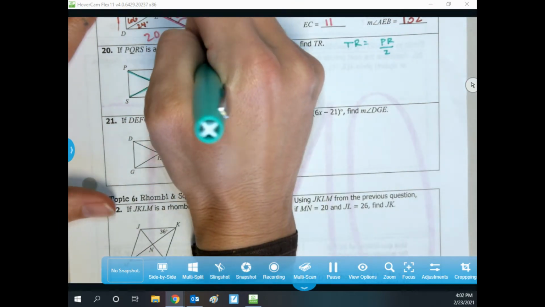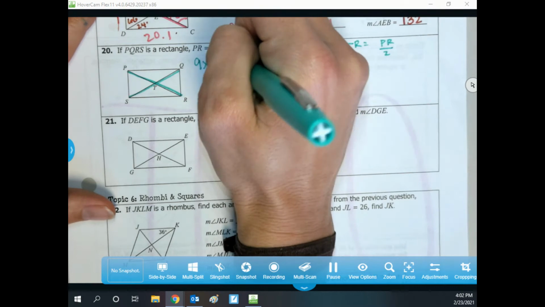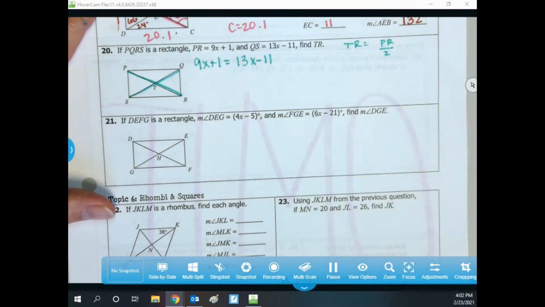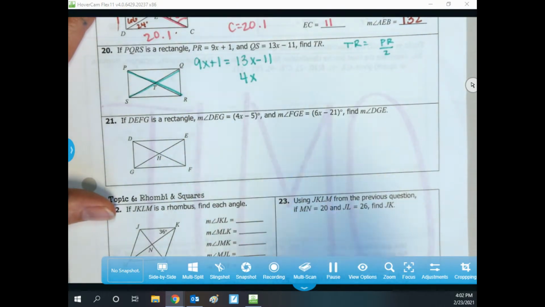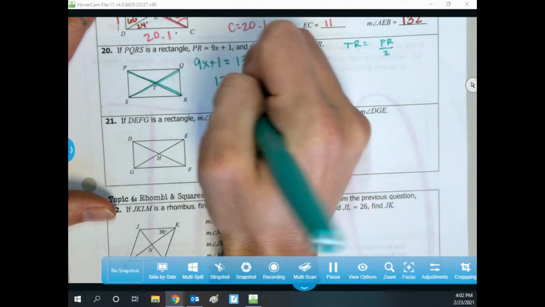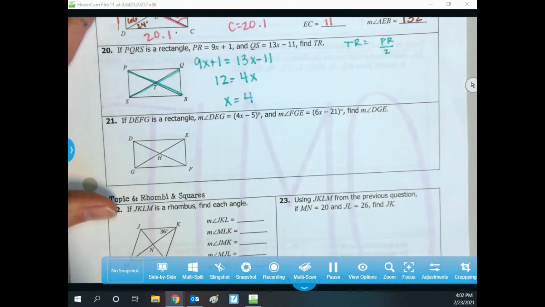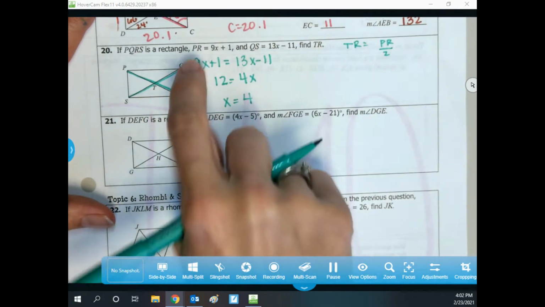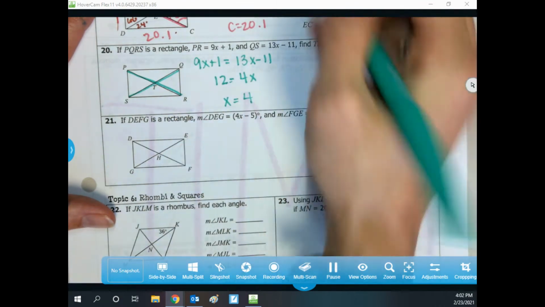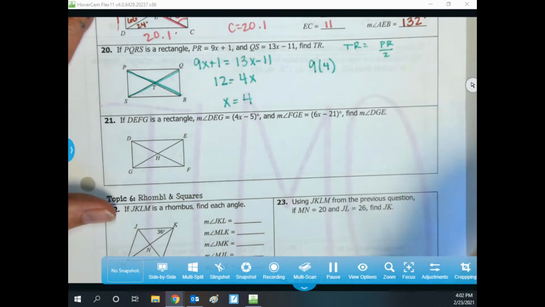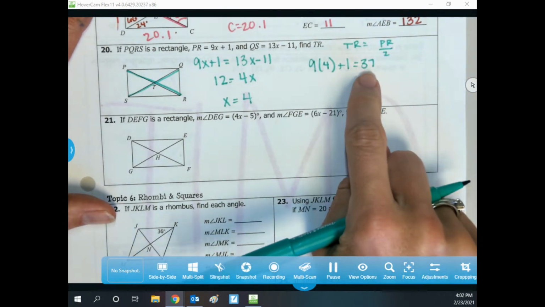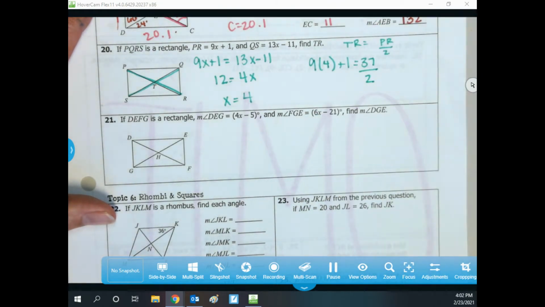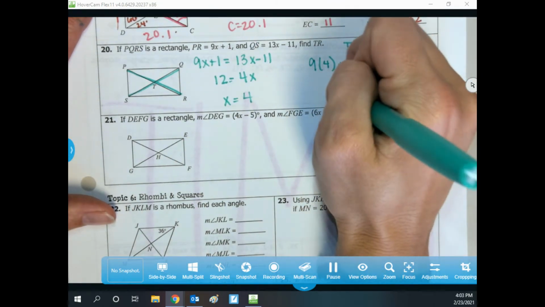So we should have done 9x plus 1 equals 13x minus 11. Subtract 9x from both sides and you get 4x. Add 11 to both sides and you get 12. Divide by 4 and x is equal to 3. Then we can plug that back into PR and divide it by 2 to find TR. So 9 times 4 plus 1 is equal to 37. So that's PR. Divide that by 2 and we get 18.5.